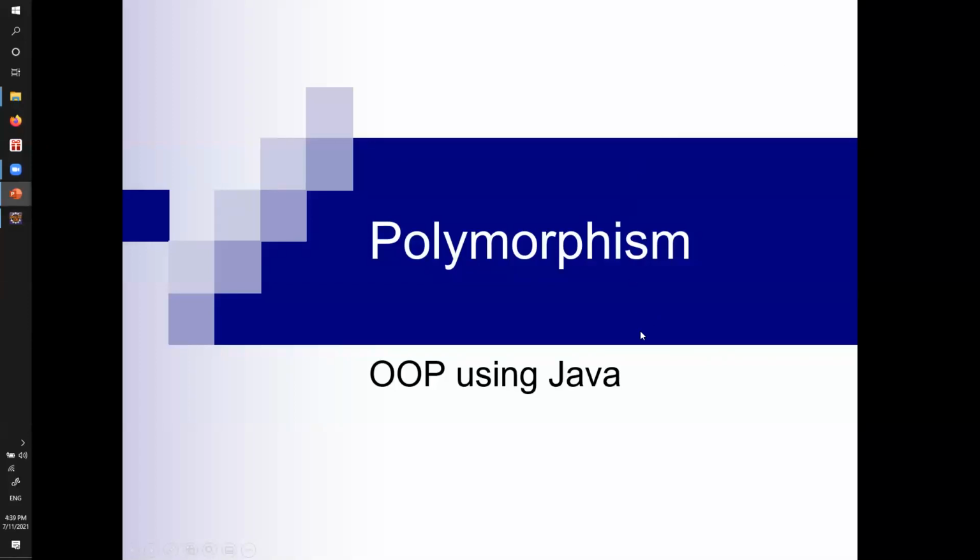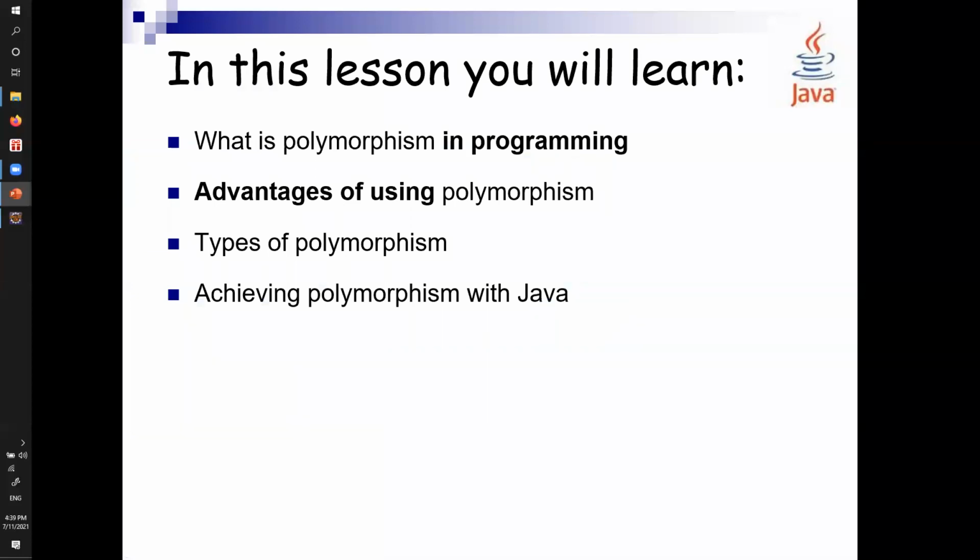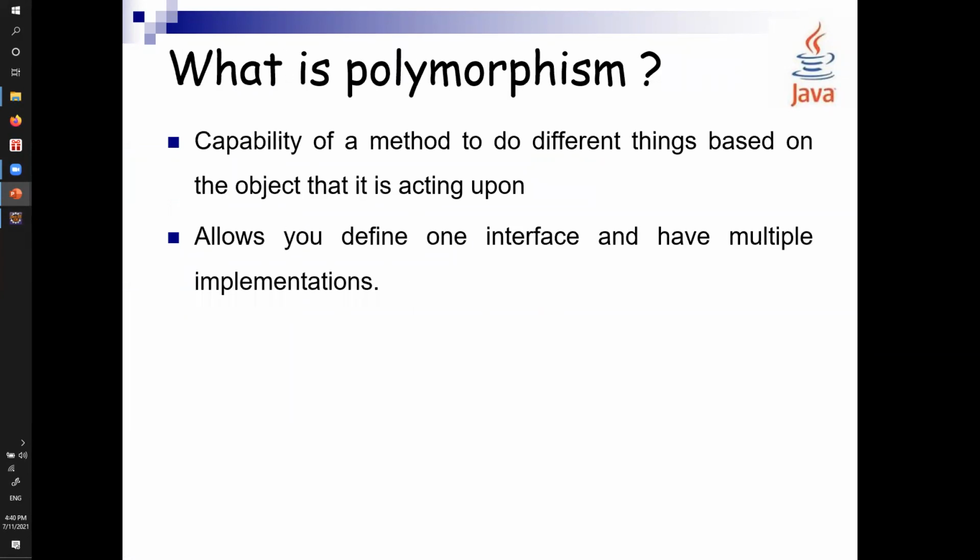All right. So yeah, let's discuss polymorphism. We have four main points to discuss about polymorphism: what it is, advantages and types, and how you implement polymorphism in Java.